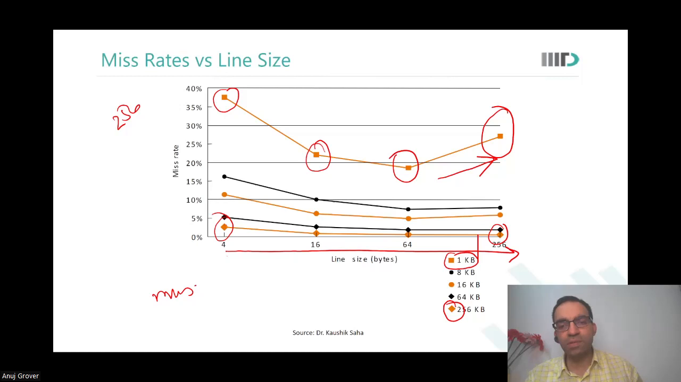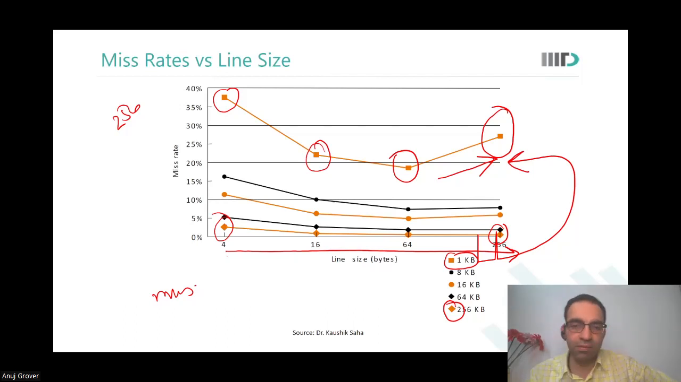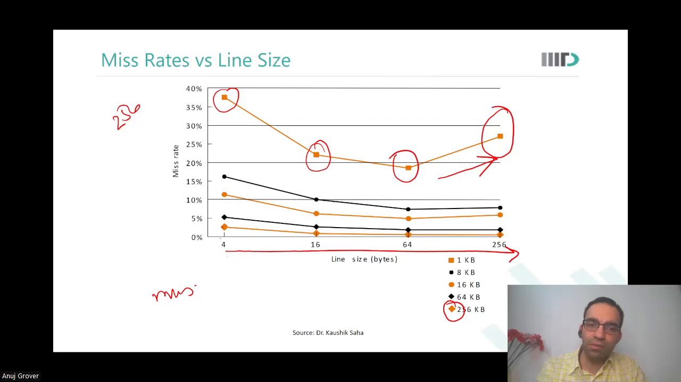For resource constraint chips, it may matter. And therefore, when there's a small cache, it could be of interest to see what is the optimal line size. Otherwise, look here, for most of the other higher capacities, line size has minimal impact. Look at this 5% to 3%, the black line. The bottommost orange line is something like 2 to 3% to almost 0.1%. So the line size has to be decided in consonance with the memory capacity.